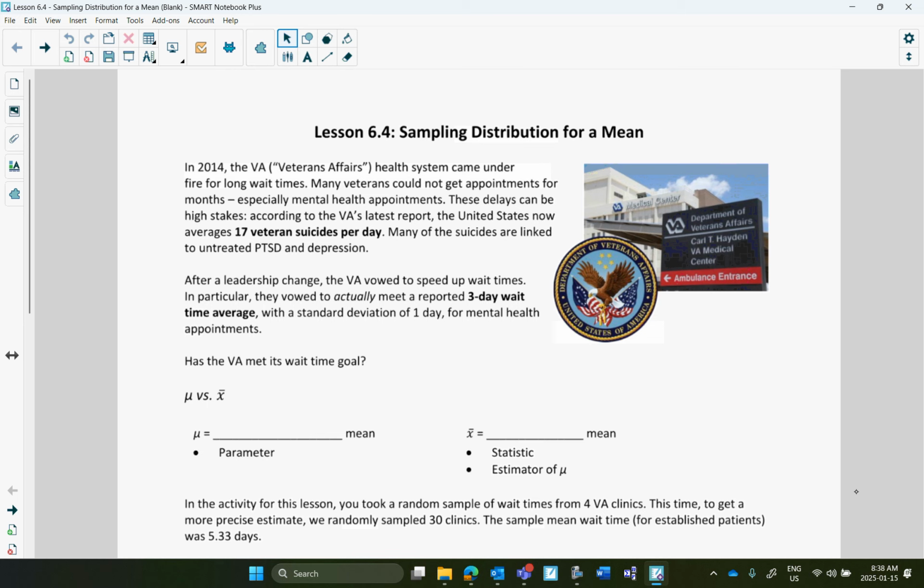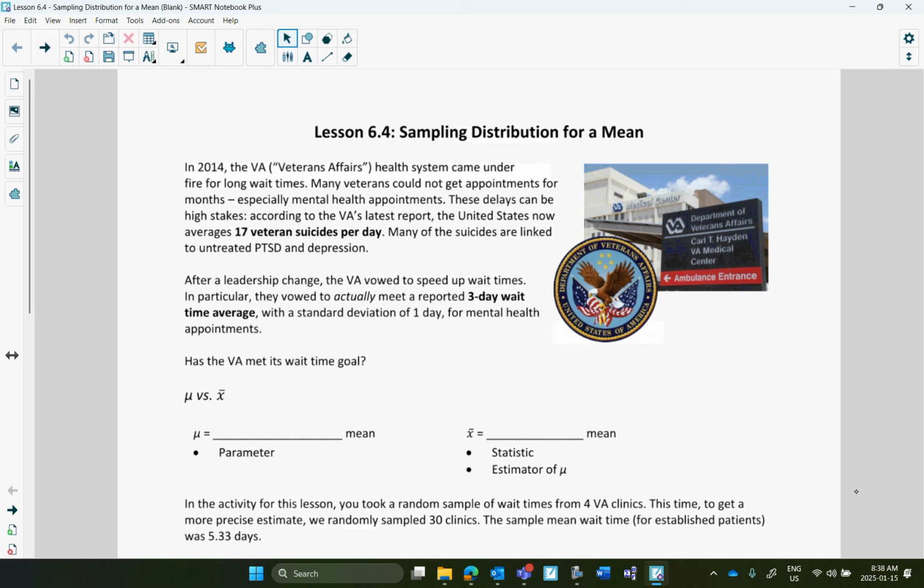Because if you look here, it says, according to the VA's latest report, the U.S. now have just 17 veteran suicides per day, often linked to PTSD and depression. So they changed the leadership of the Veterans Affairs, and they vowed to speed up wait times. And they actually vowed to say, okay, we're going to meet a reported 3-day wait time average.